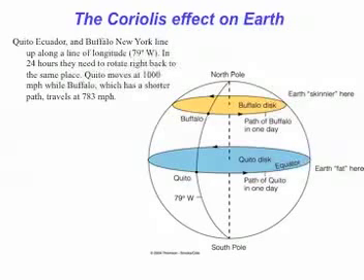So that means that in 24 hours, they're going to line right back up. But look at the race they have to run. Quito has to run a longer race than Buffalo. So Quito, to end up right back where it was, has to run faster, and it will go about 1,000 miles an hour, whereas Buffalo only has to go, I don't know, 800 miles an hour. Yeah, it looks like about 800 miles an hour.